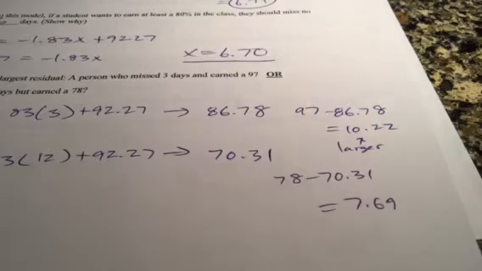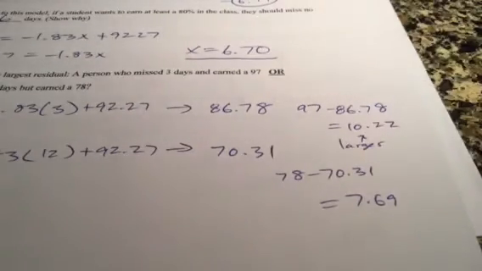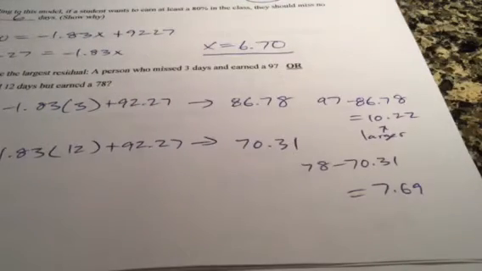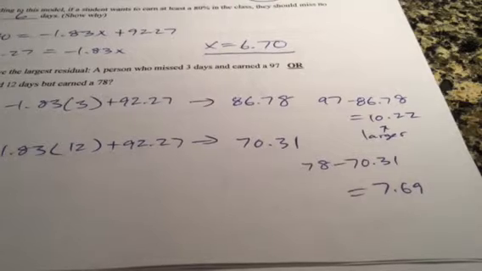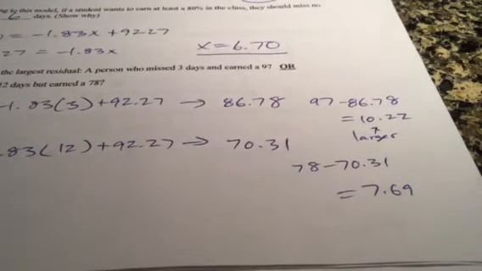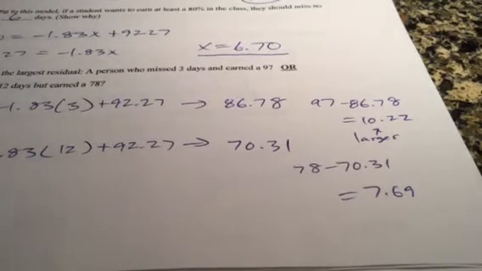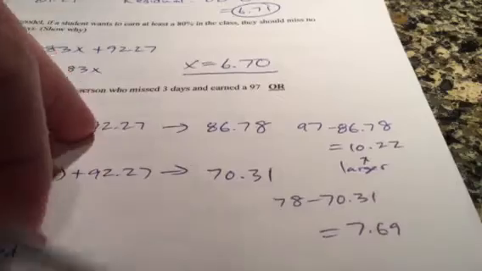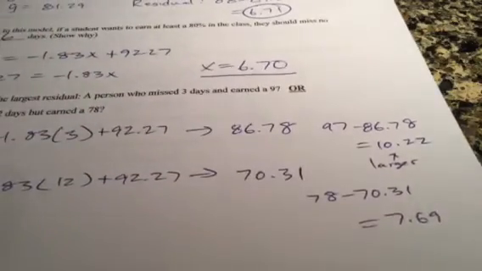So if this would have been a negative 10.22, that would have also been the winner. That residual is the furthest from 0. All right, so that's what I mean for this question. Not necessarily who overperformed the best, but who had the largest performance away from their predicted performance.